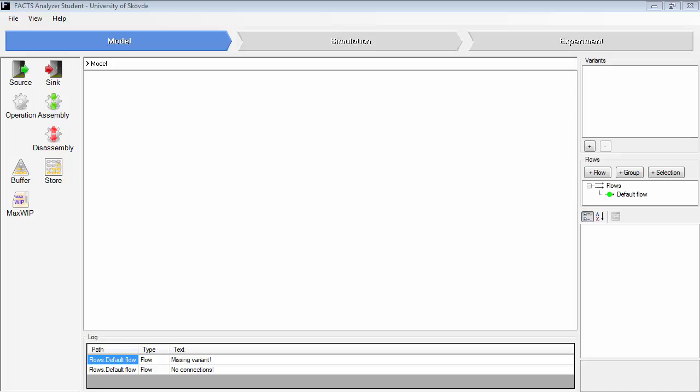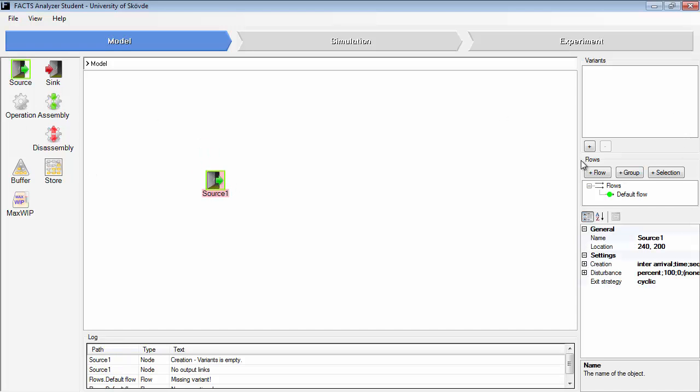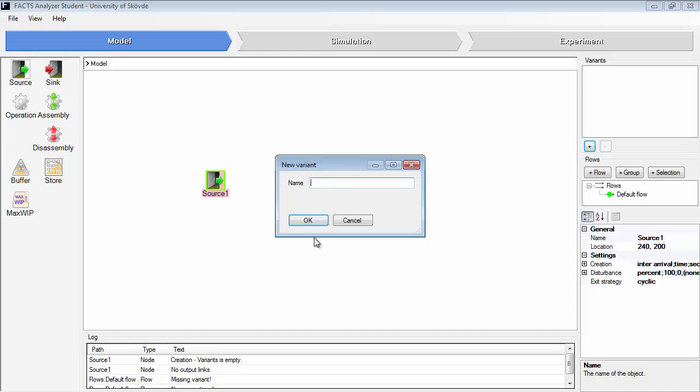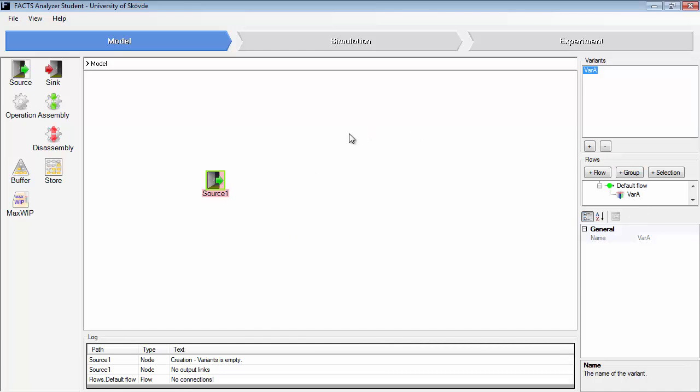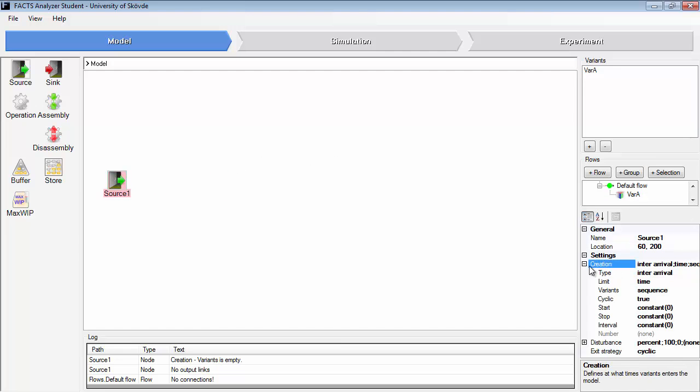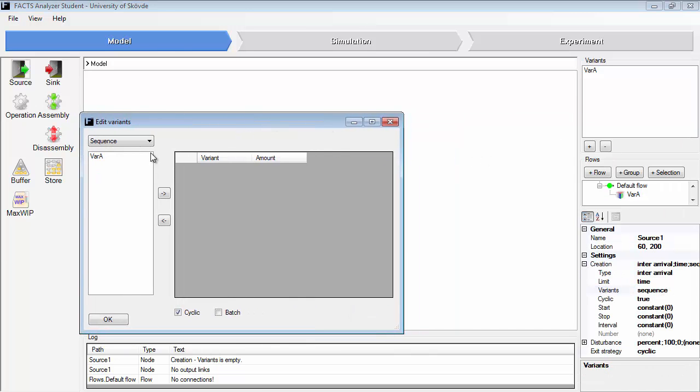I will begin to build a simple production system. We'll add a source. I will add a variant called variant A. We'll add this variant to the default flow. I will set the source to produce this variant. Cyclic.